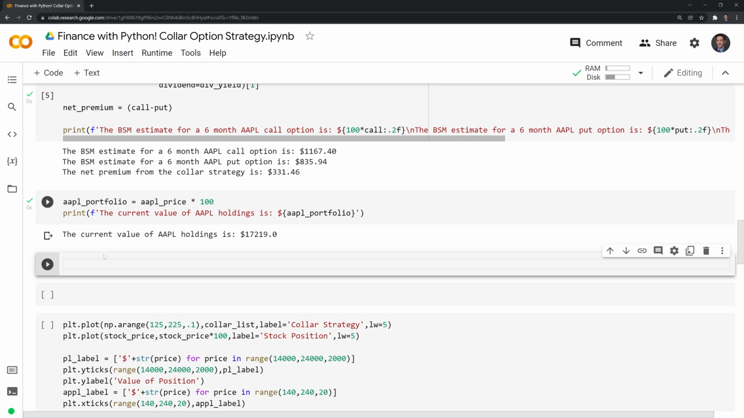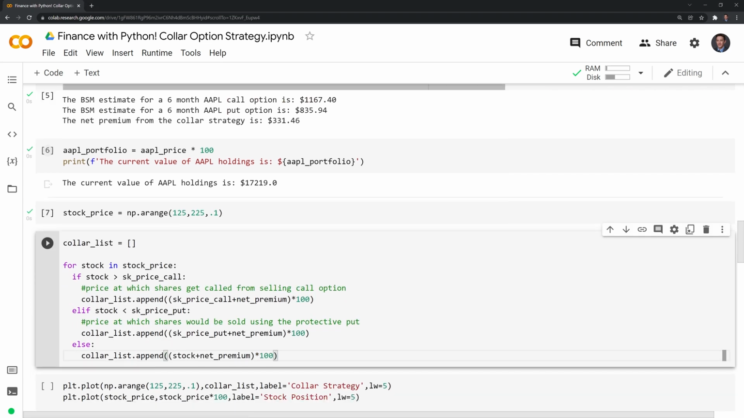What we'll do next is we're going to illustrate this, and we're going to look at the value of our collar at different price points. And we're going to vary the stock price of Apple shares from a range of $125 up to, but not including, $225. And we're going to increment each of these values by 10 cents.